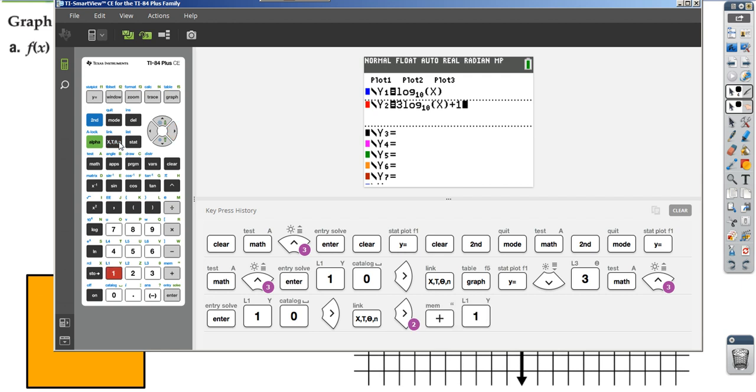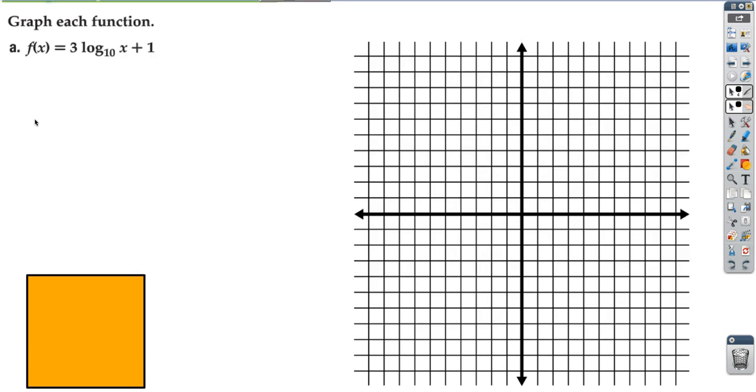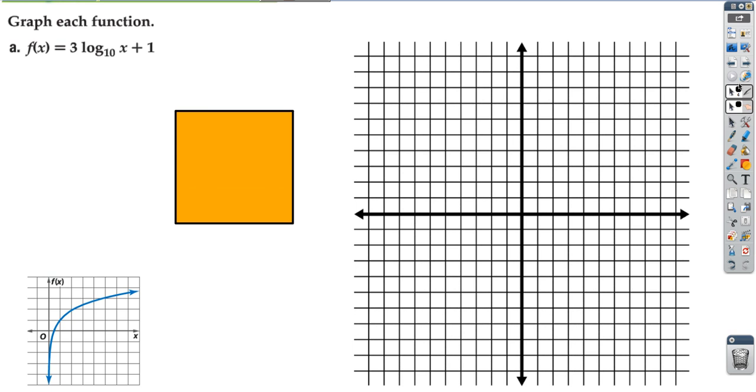So this should move it up 1, and should vertically stretch. You can see the red graph looks like it has been stretched out a little, and it has been bumped up 1. That's essentially what we would do. We could fill in a table of values, but it's more efficient to use a graphing calculator for these. And that's kind of what the picture looks like right there.